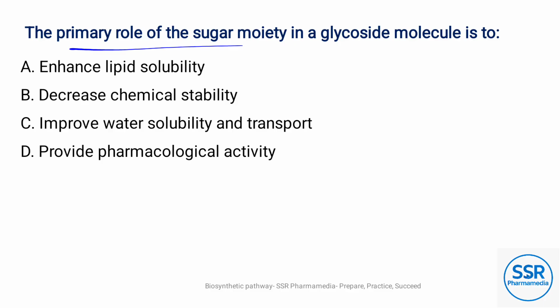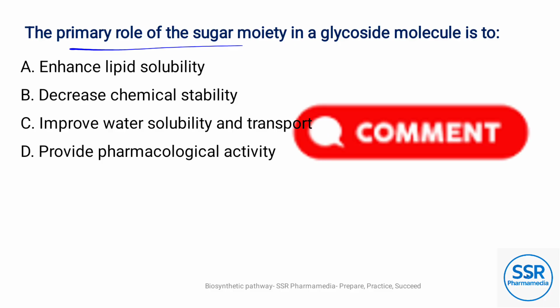The primary role of the sugar moiety in a glycoside molecule is to, so answer in the comment box.